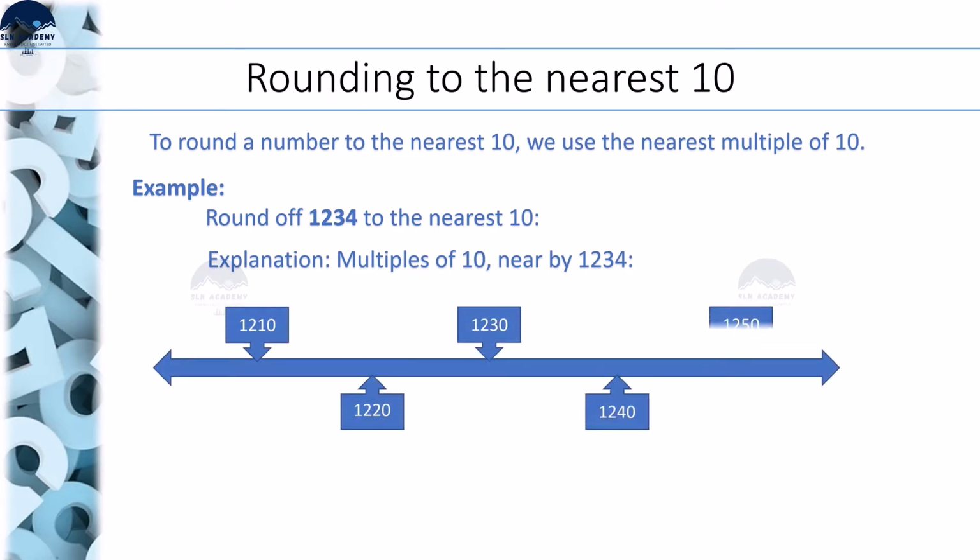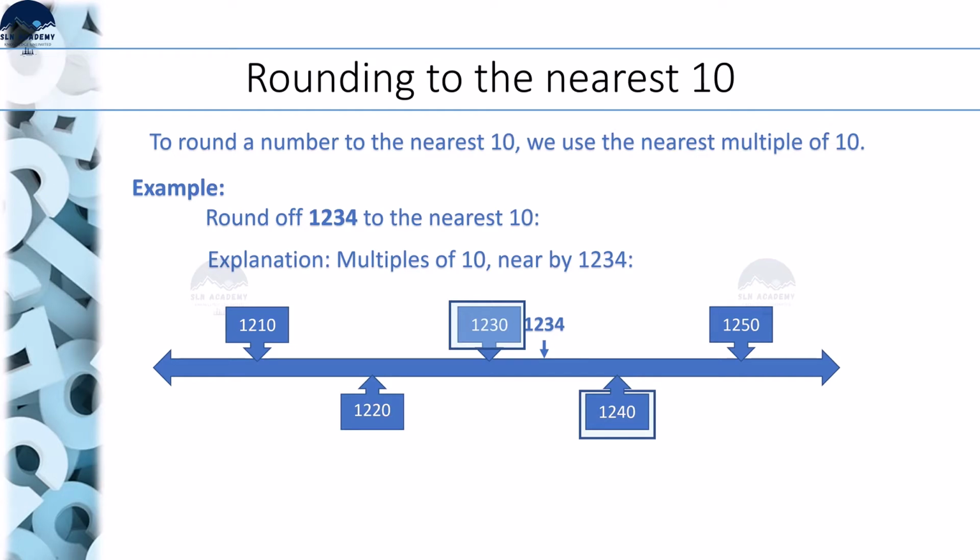1210, 1220, 1230, 1240 and 1250 are some multiples of tens which are nearby the given number 1234. 1234 is in between 1230 and 1240. One of these numbers is the nearest 10.